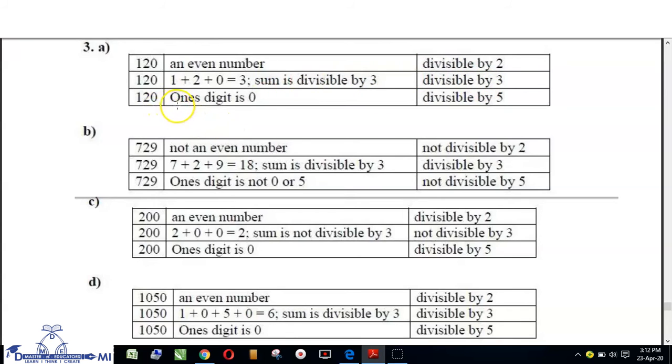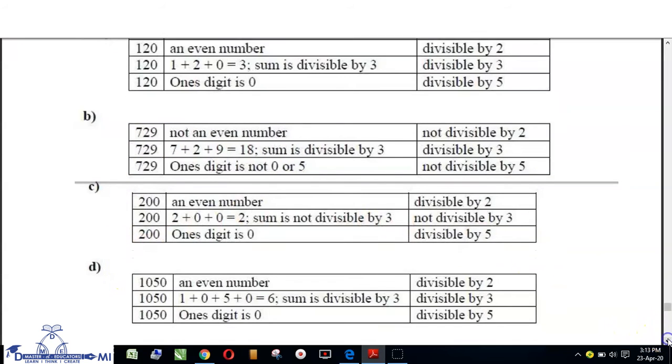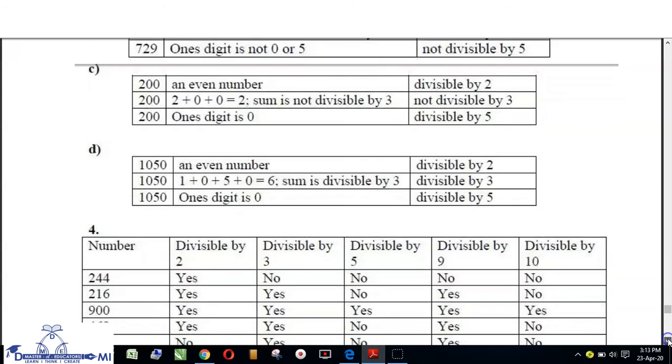120. What is the units digit of 120? That is 0. So is that divisible by 5? Yes, that is divisible by 5. That means the number 120 is divisible by 5. Similarly, you have numbers as 729. You will apply the same rules to find out whether they are divisible by 2, 3 and 5. Okay, so I'll keep part B, part C and part D for your homework. So you have to apply the same divisibility rules of 2, 3 and 5.